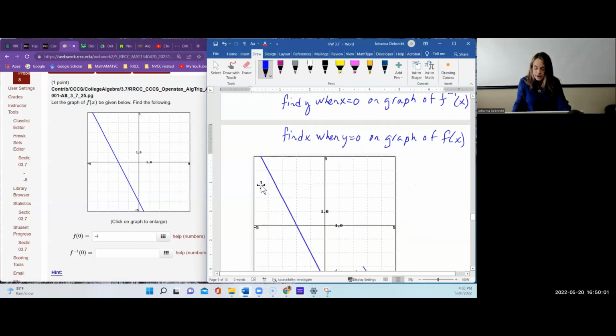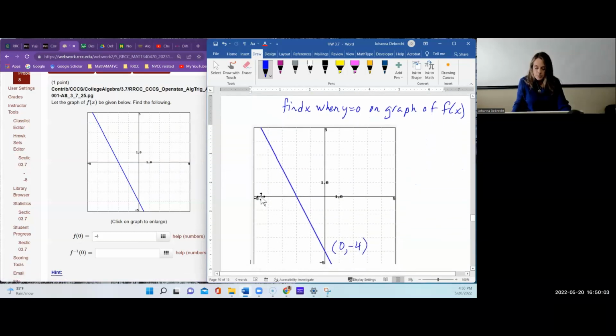So now I need to find a y value of 0. Remember, y equals 0 is on the x-axis. That would be this point right here. This point is -2, 0. On the inverse, that would graph as 0, -2. Let me graph the inverse function for you. The inverse of the point 0, -4 would be -4, 0 over here.